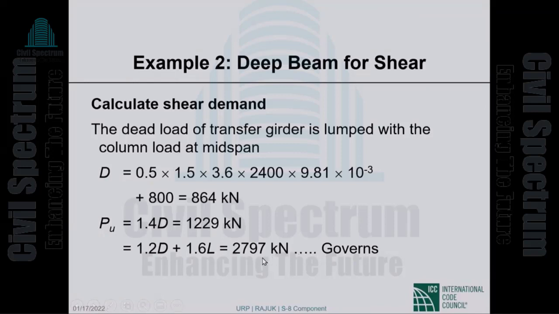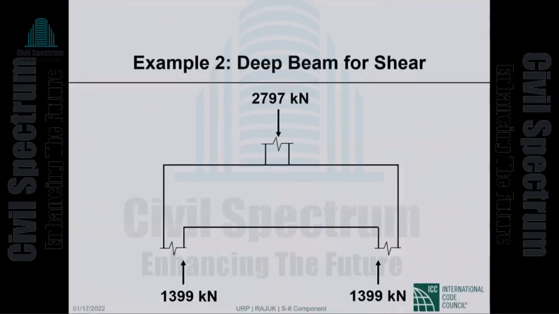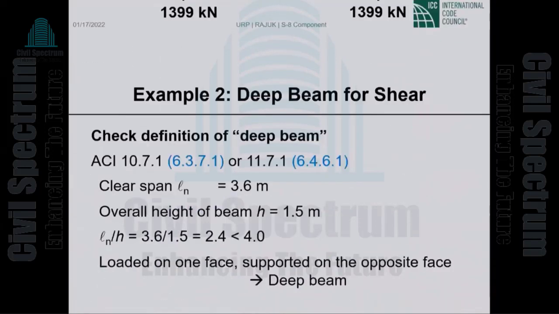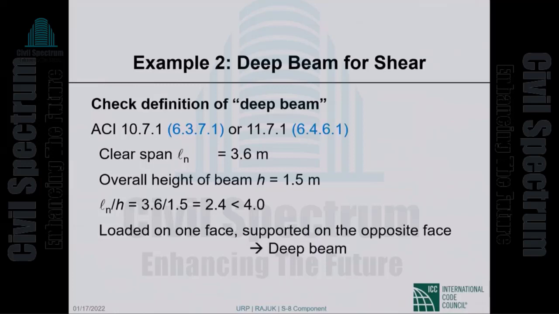So the governing load is 2797 kilonewtons. We are showing the 2797 at midspan, and that will give us support reactions of 1399. So clear span 3.6 meters, overall height of beam is 1.5 meters. Clear span to total depth ratio is 2.4. That is obviously less than 4.0.